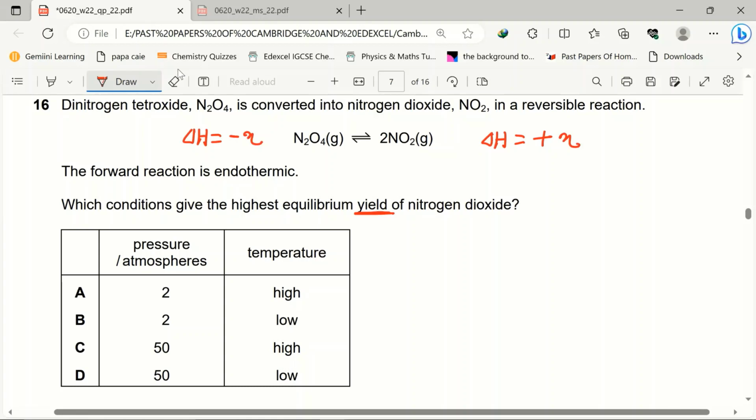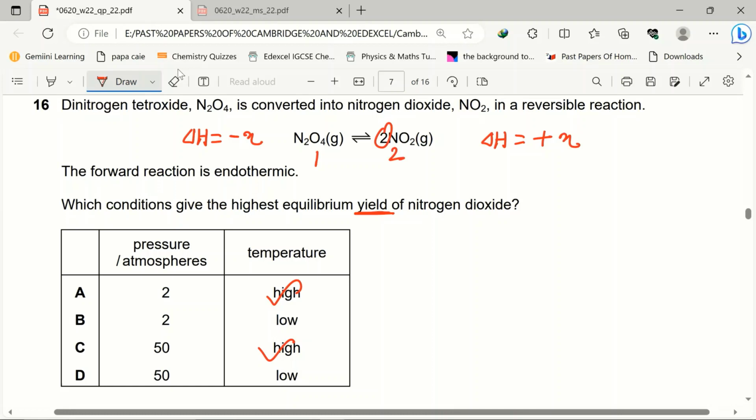Pressure and temperature. Temperature is very easy, so we need to do this first. For the yield, if we increase the temperature, equilibrium will shift to the endothermic side. So A and C is the only correct answer. Then pressure, we know we have 1 mole of gas on the left hand side and 2 moles on the right hand side. So we have more moles on the right and fewer moles on the left.